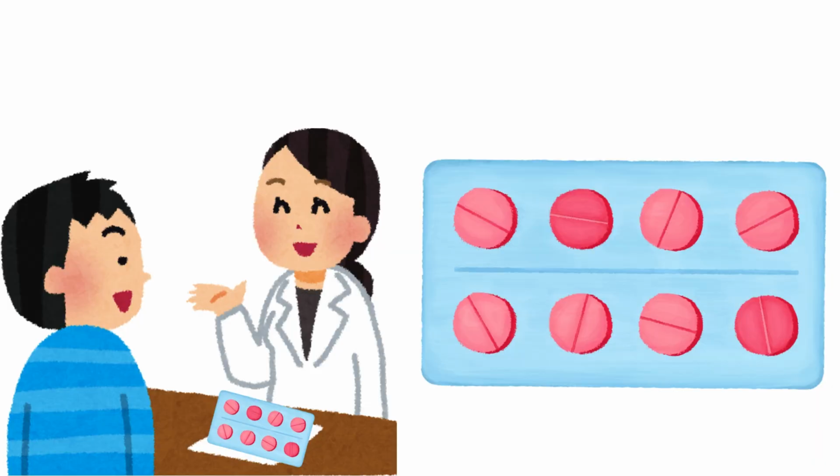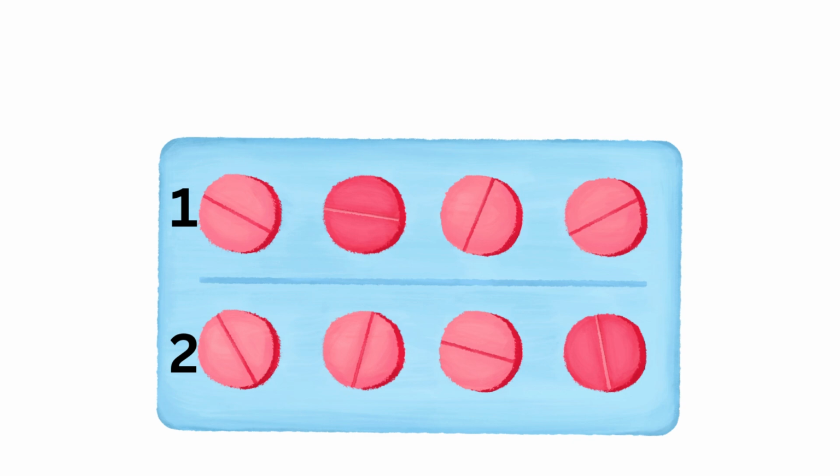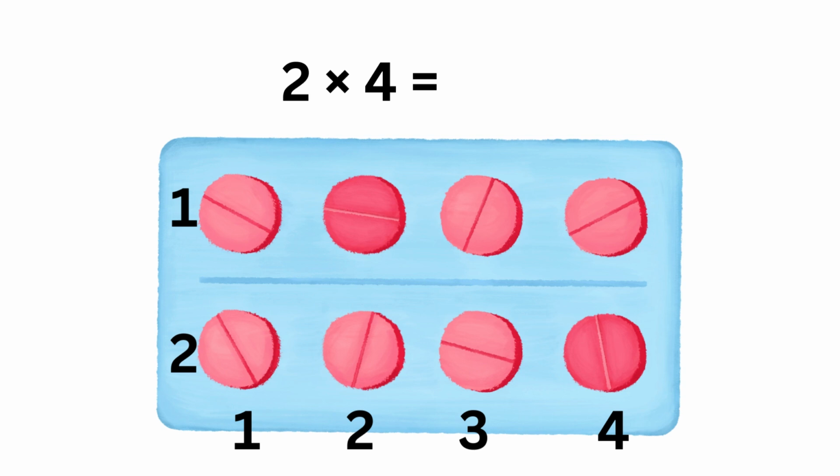Do you see an array here? Can you tell how many tablets there are in all? Let's multiply. First, let's find out how many rows of tablets there are. We have 2 rows. How many tablets in each row? It's 2 times 4 and the answer is 8. There are 8 tablets here in all.